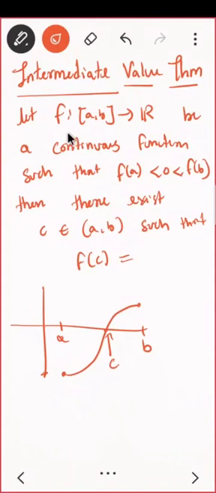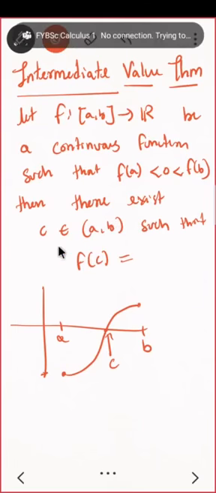The theorem says that if you have a function from the closed interval [a, b] to R, and it is a continuous function, of course, such that f of a is less than 0 is less than f of b, then there will exist a point c such that f of c is equal to 0.